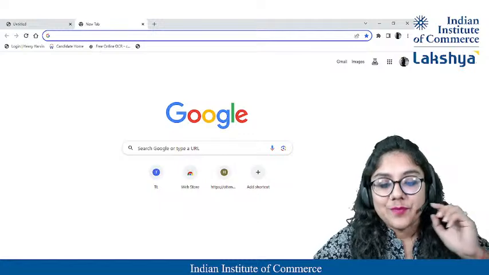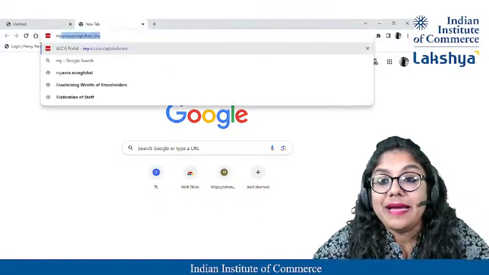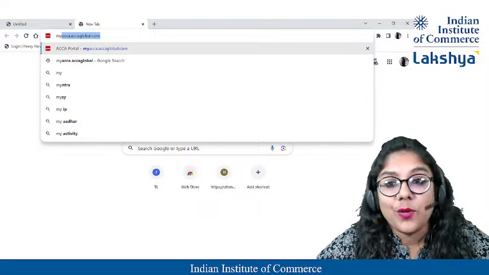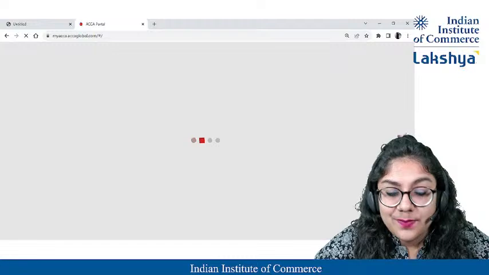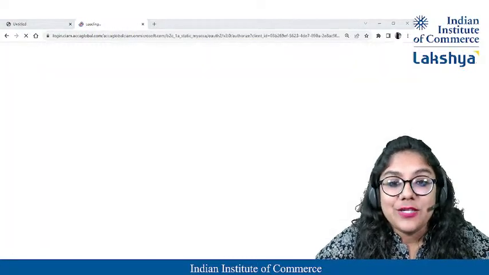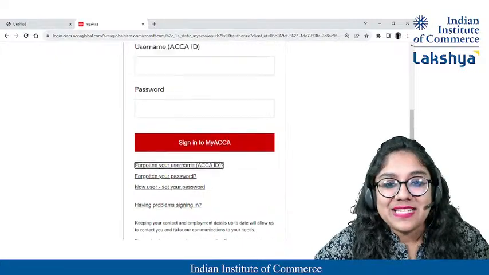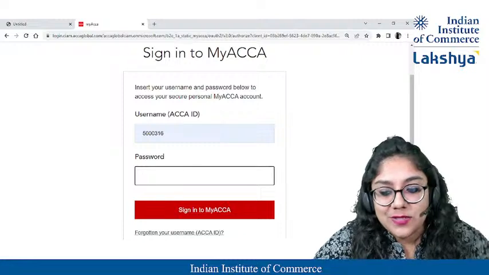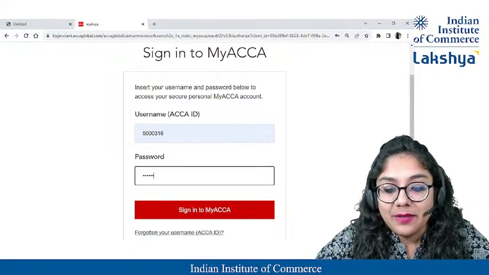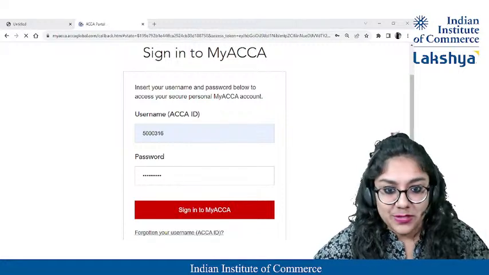Yeah, okay. On Chrome you can open myacca.accaglobal.com. You can click on that and get your user ID, login, and password. I am obviously not a student, so I won't have my own user ID and password, so I have used my students' user ID and password. I hope everybody is able to access this, so please check it with your own user ID and password.